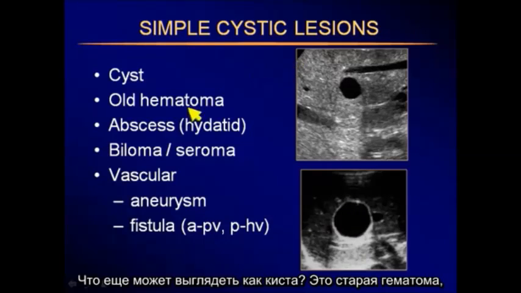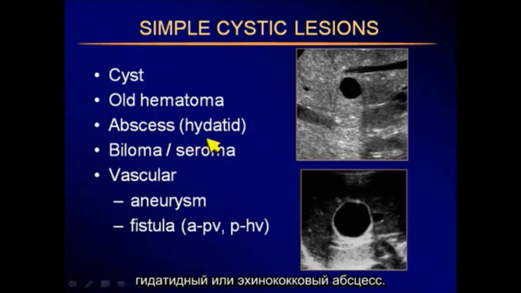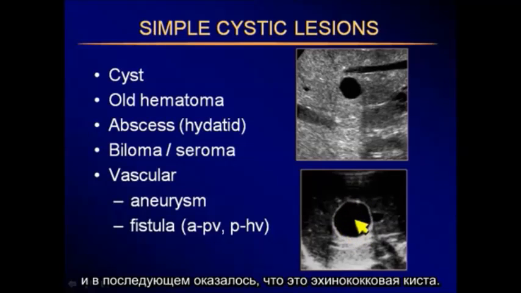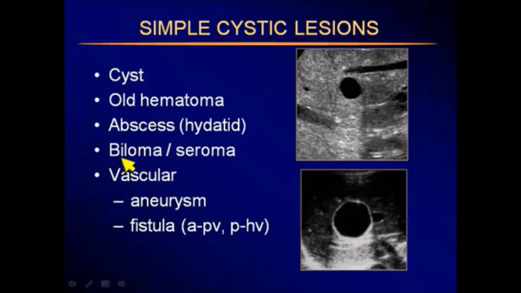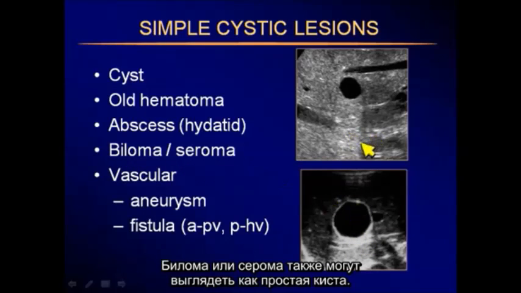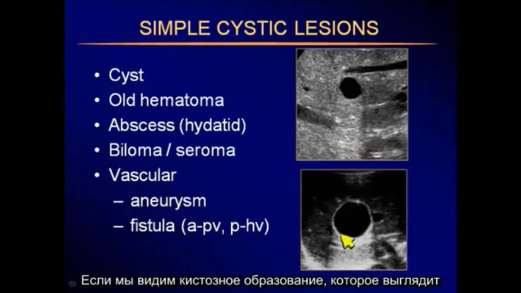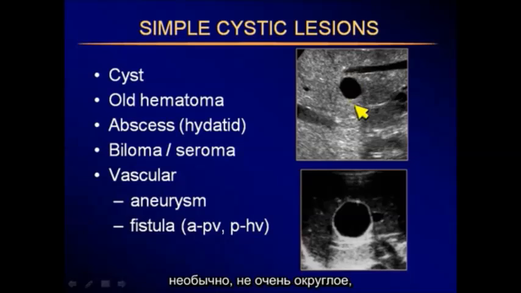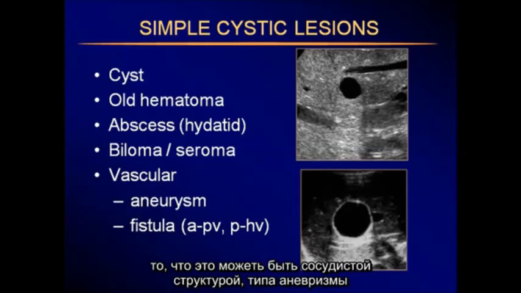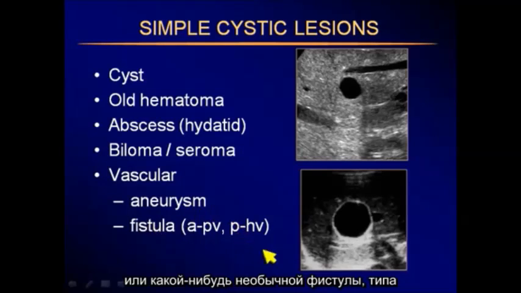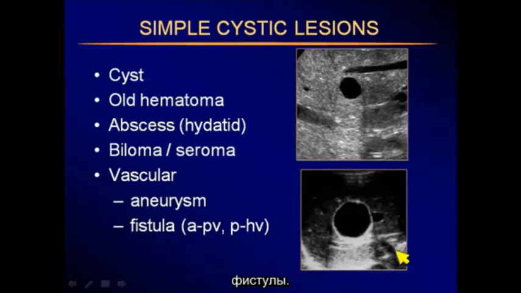What else can be a simple cyst? Well, an old hematoma, a hydatid or echinococcal abscess, which this is. This is a patient from Egypt who had a solitary cyst, and eventually this was diagnosed to be echinococcal. A biloma or a seroma can look like a simple cyst. And if we ever have a cystic structure that looks unusual, not perfectly round, we should always think of the possibility of this being some type of vascular structure like an aneurysm or some unusual fistula like an arterial portal venous fistula or portal to hepatic vein type of fistula.